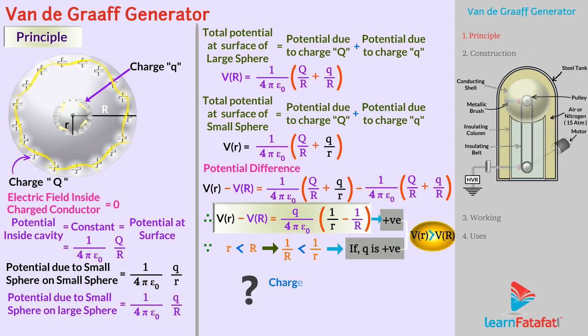Do you remember that charge always flows from higher potential to lower potential? So if we connect the two spheres by a conducting wire, will the charge flow from the smaller sphere with higher potential, that is V of small r, to the larger sphere with lower potential, that is V of capital R? Of course, because it's the natural tendency of charge to flow from higher potential to lower potential. With this, the charge flows from the smaller sphere and resides on the outer surface of the larger sphere.